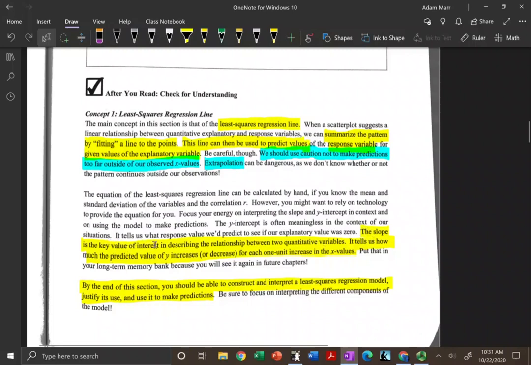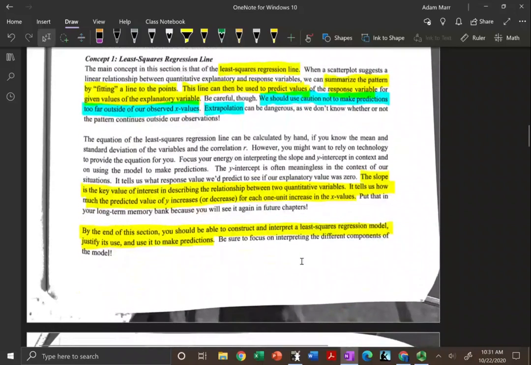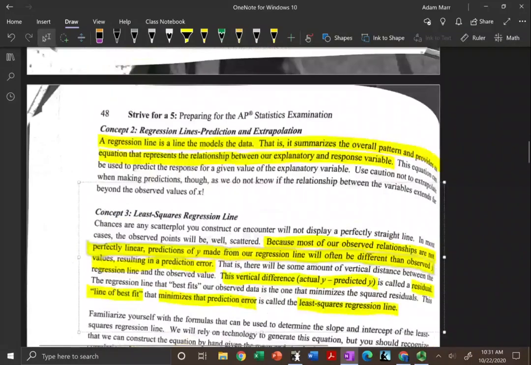The slope is a key value of interest in describing the relationship between the two quantitative variables. It tells us how much the predicted value of y increases for each 1 unit of X value. All right, just thinking about that Ford F-150 example, for every mile driven, it showed us the price variation. Put that in your long-term memory bank because you can see it in future chapters. By the end of this section, you should be able to construct and interpret a least square regression model, justify its use, and use it to make predictions. Be sure to focus on interpreting the different components of the model.